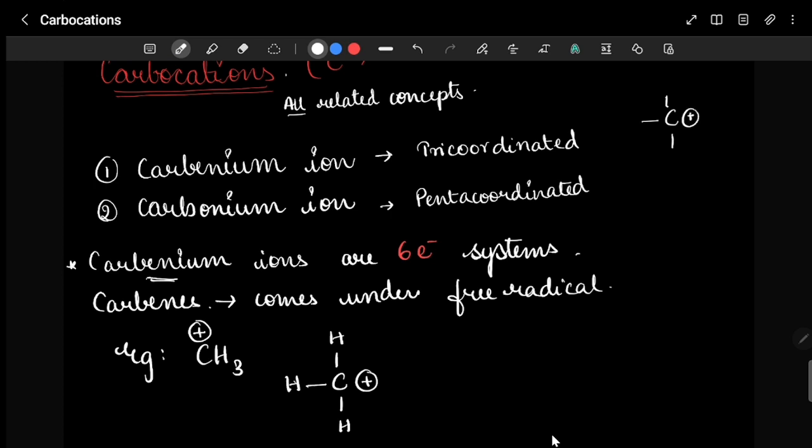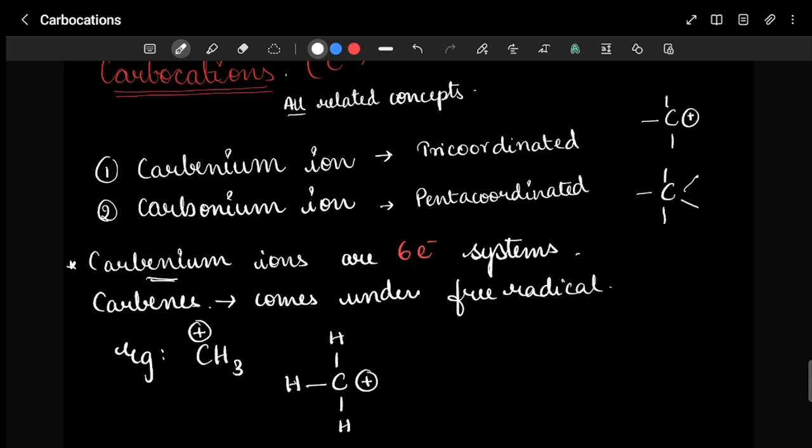And carbonium ion is a pentacoordinated system. Means carbon has already completed its fourth valency, and then the fifth valency is the extra one. So such kind of things are called pentacoordinated systems. Those kind of ions are carbonium ions.